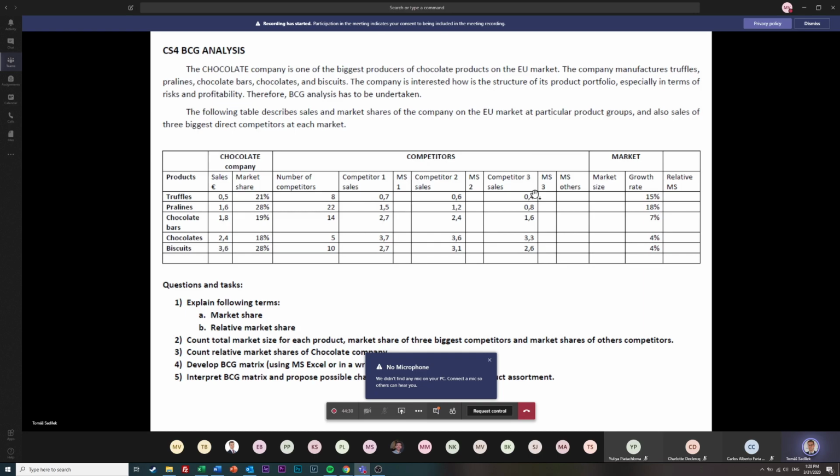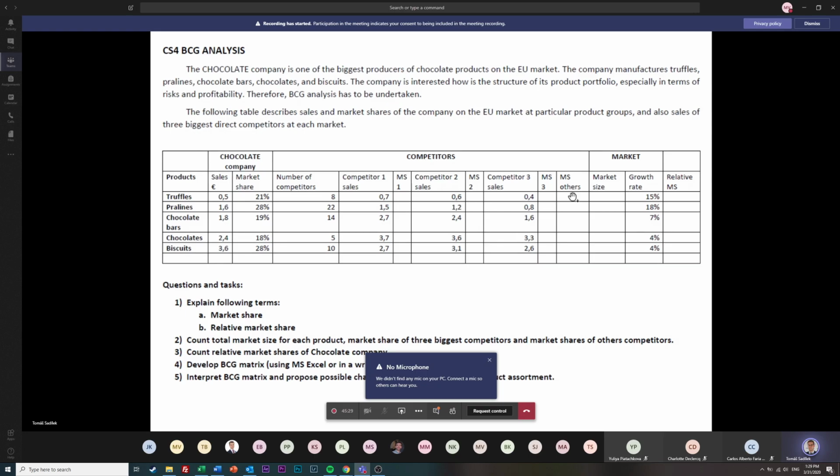So what's our task? Firstly, we have to calculate the missing values. It means the market share of competitor 1, competitor 2, competitor 3, then the market share of other competitors, and calculate the whole market size and relative market share.